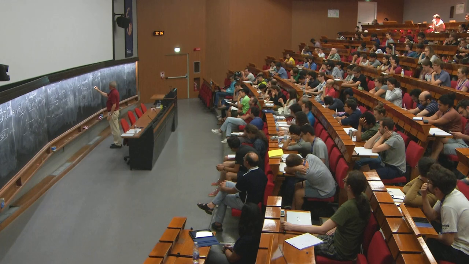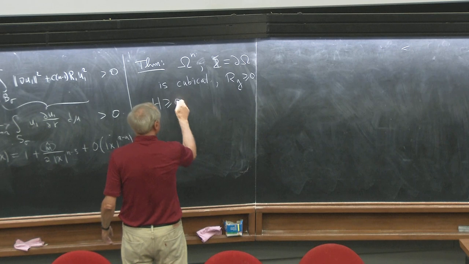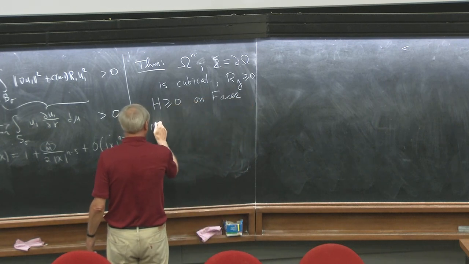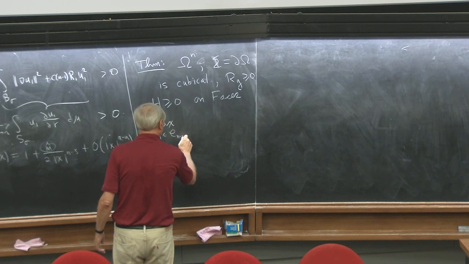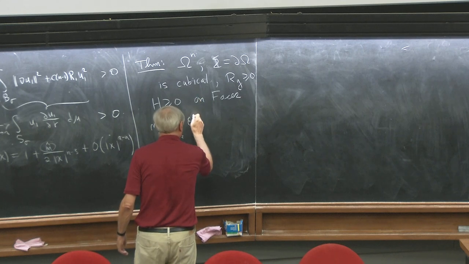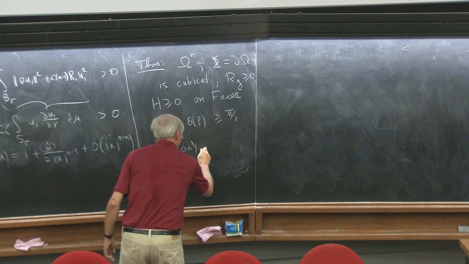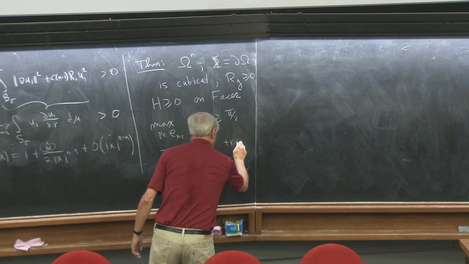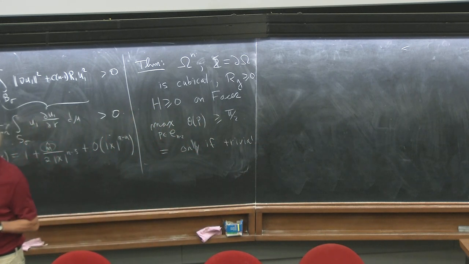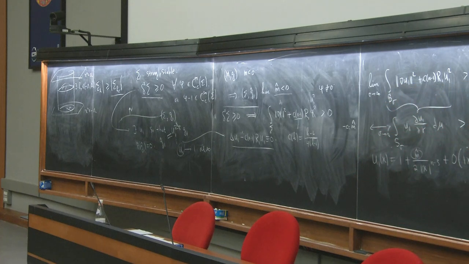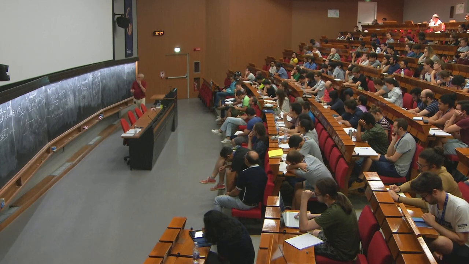The theorem is, again, we assume that, and we assume, of course, H is greater than or equal to 0 on the faces. Then the theorem is that the maximum, taken over points p in the E^(n-2), of the dihedral angle theta of p is bigger than or equal to pi over 2, and equality only if trivial. Meaning that it's the standard cube or standard rectangular solid in R^n. Okay, so that's the theorem, and the idea of the proof is very much parallel to this idea, and so let me just say it in words, and then I'll try to fill in at least a few of the geometric details that go into it.